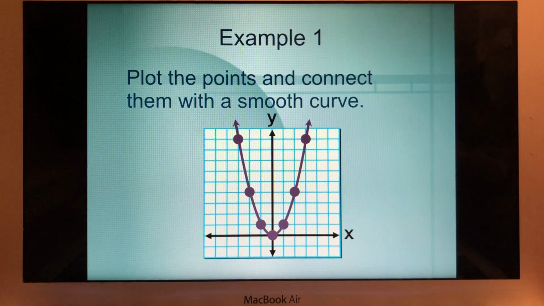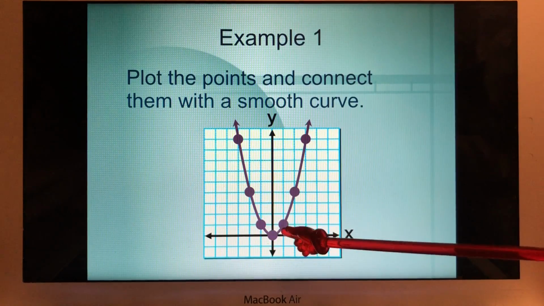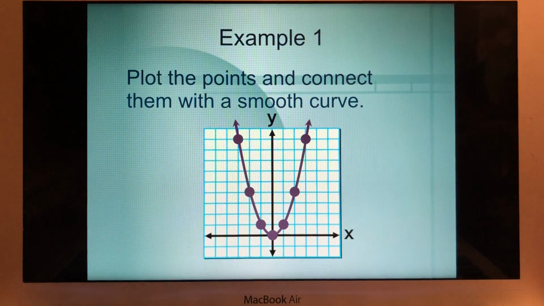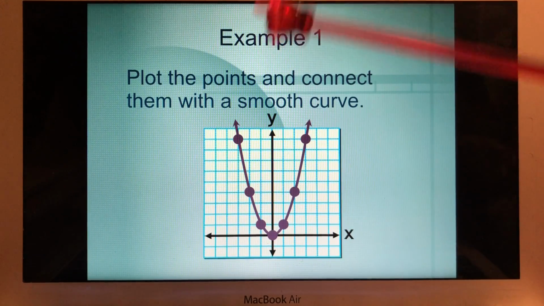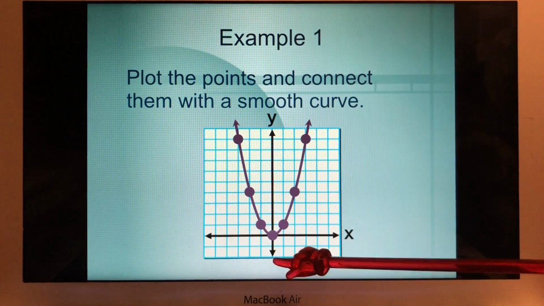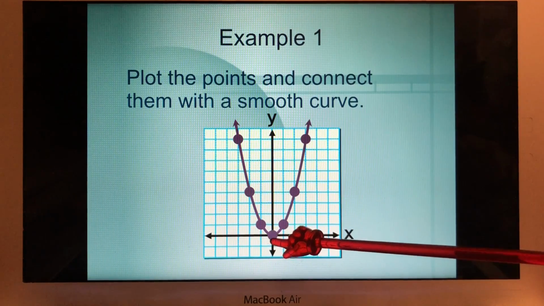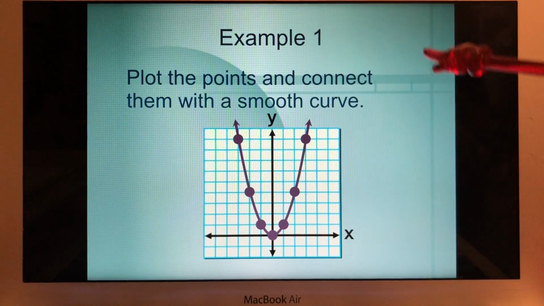A parabola has a turning point right here called the vertex. The vertex V on the graph is here; the vertex is at 0, 0. This turning point represents the minimum value of this function, or the smallest value of this function y equals x squared. Okay, and that minimum value is at 0, 0.